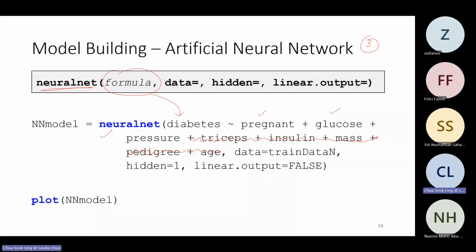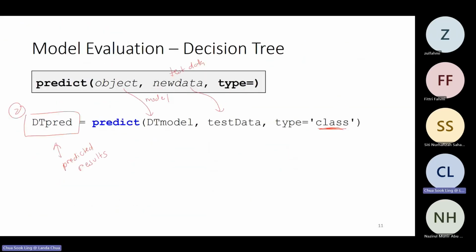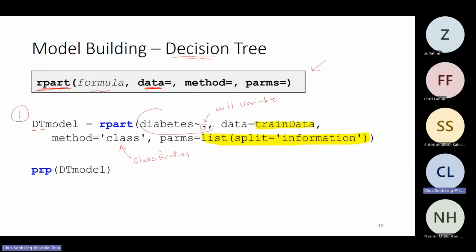Or if you want all the variables but are lazy to type the whole thing, just put a dot. That's also okay, just like what we have seen in the decision tree. You can do something like this in the neuralnet also.